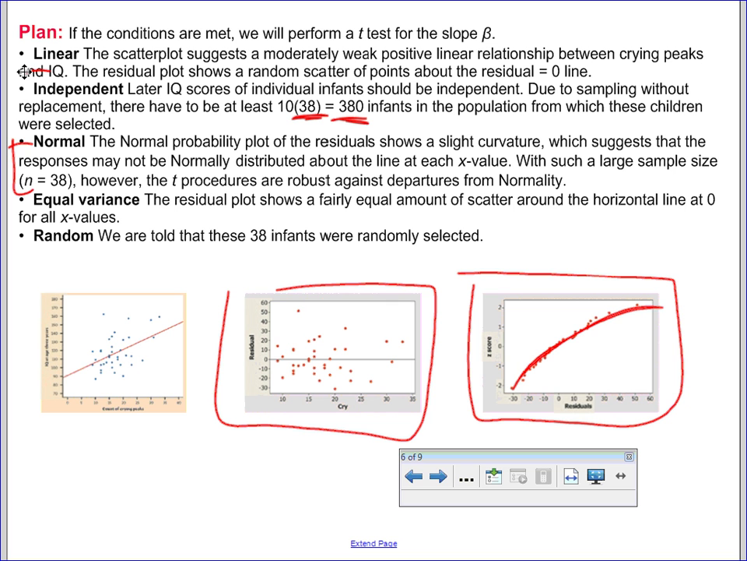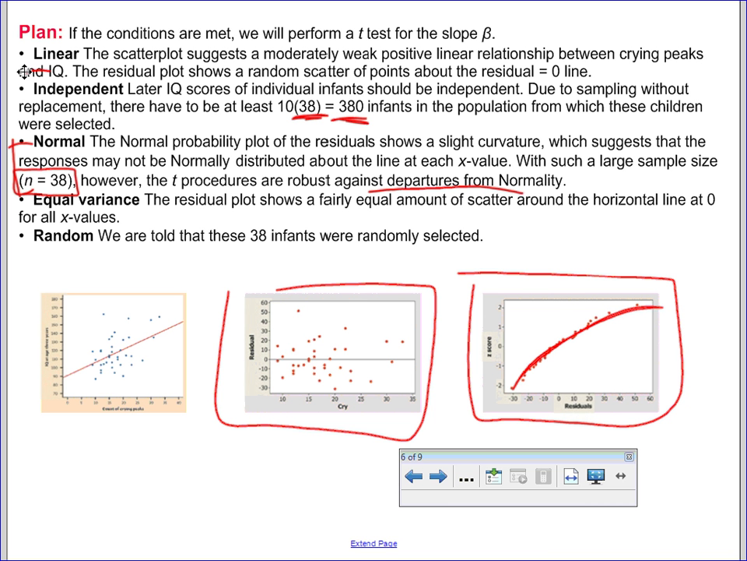However, because our sample size is so high, the t procedure will overcome that. It's not the central limit theorem, but it's the same idea of a high sample size. The t procedure will shrug off the departure from normality.